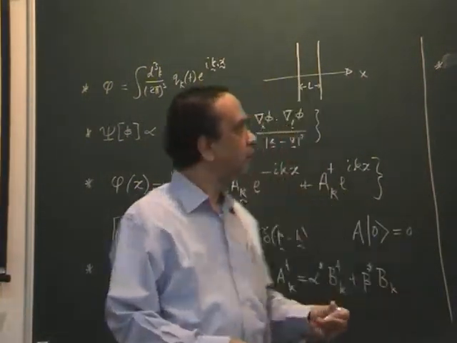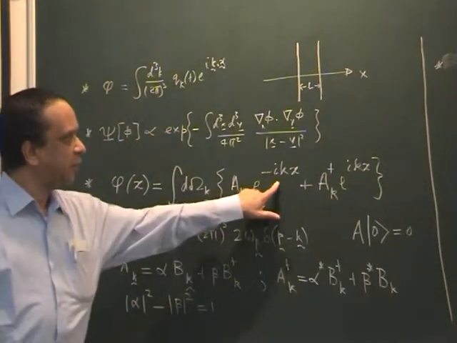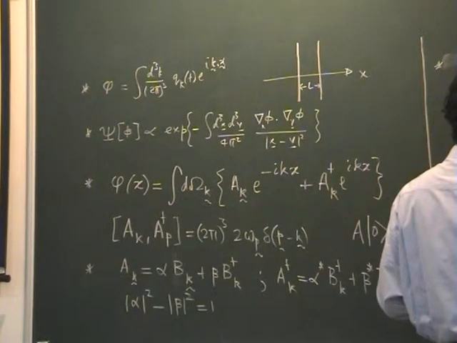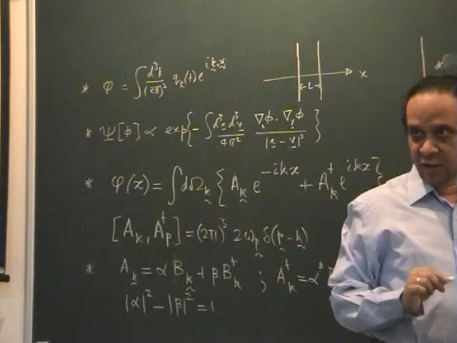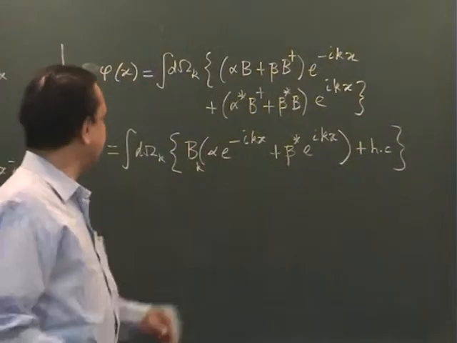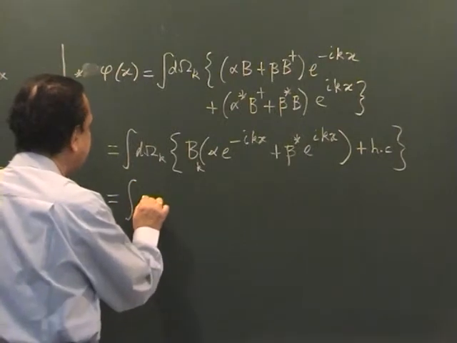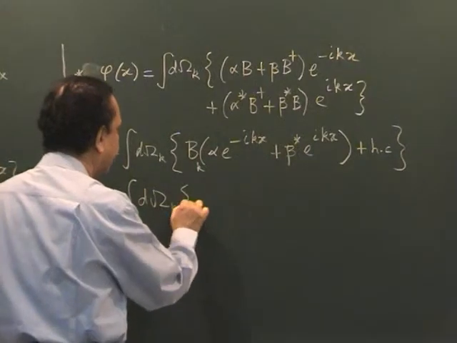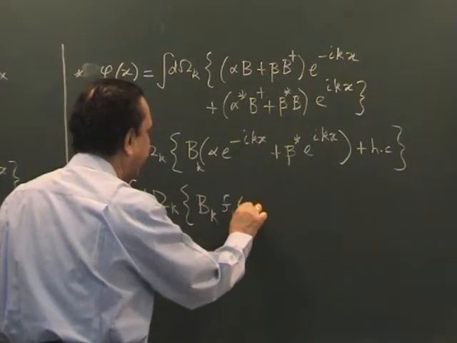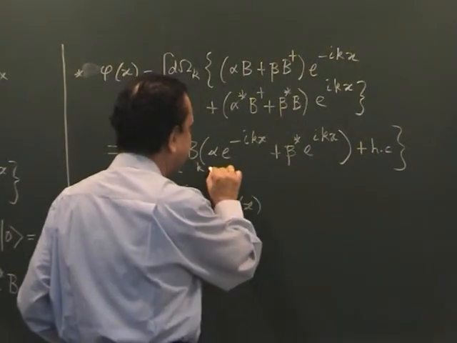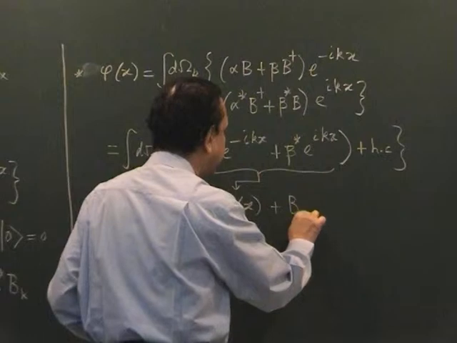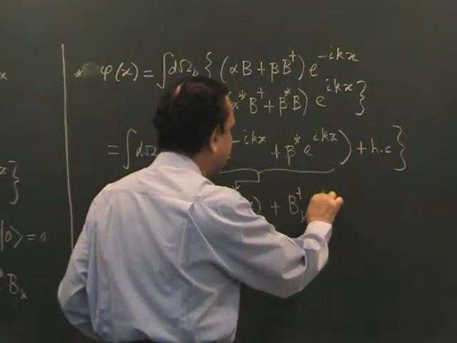What does this mean? We originally had this expanded as A_k e to the minus ikx and its Hermitian conjugate. Now we have it expanded as B_k, so now I can reintroduce the k's here. B_k times something, which is not e to the minus ikx, but a linear superposition of the two, plus its Hermitian conjugate. Suppose I call this some f_k, then I have now an expansion which is integral d omega k, B_k times f_k of x, which stands for this entire expression, plus B_k dagger f star k of x.